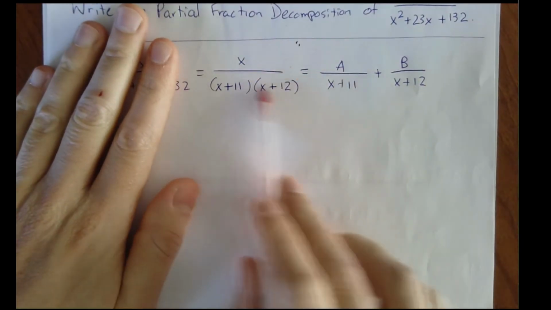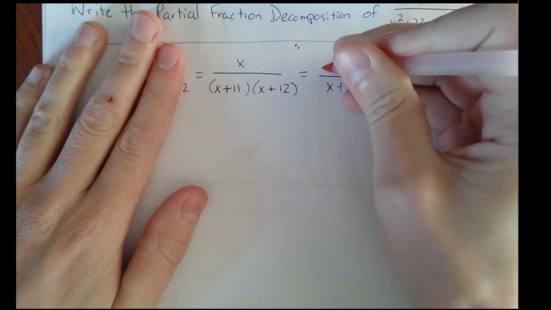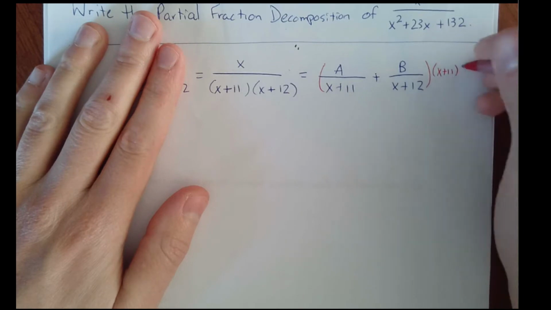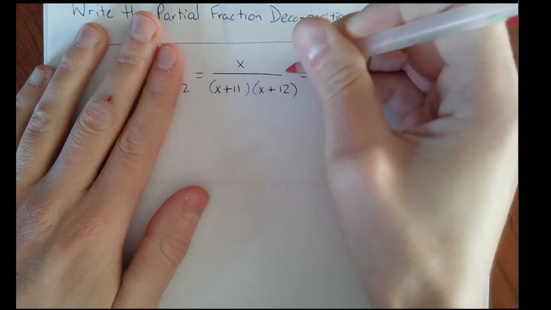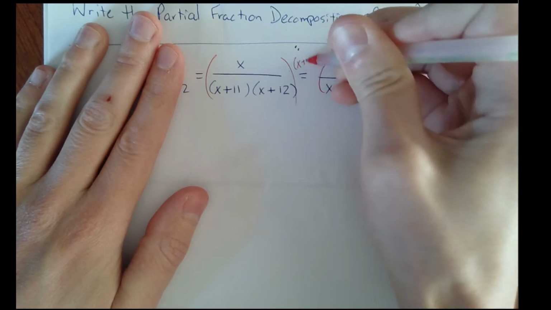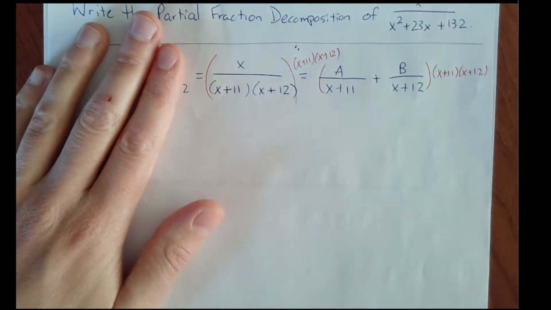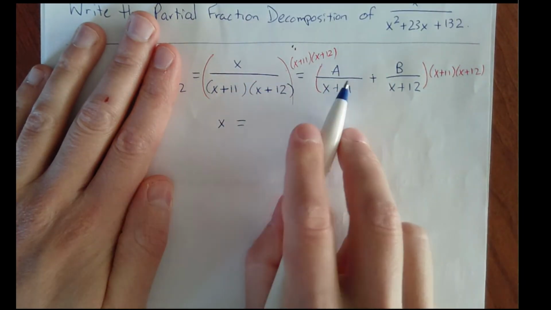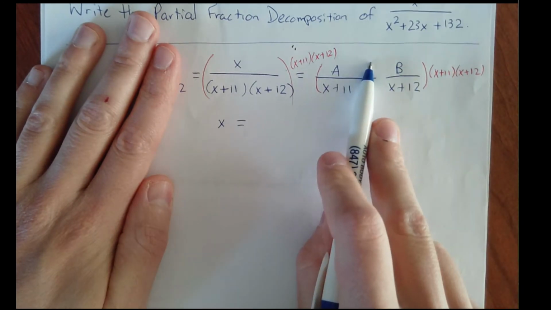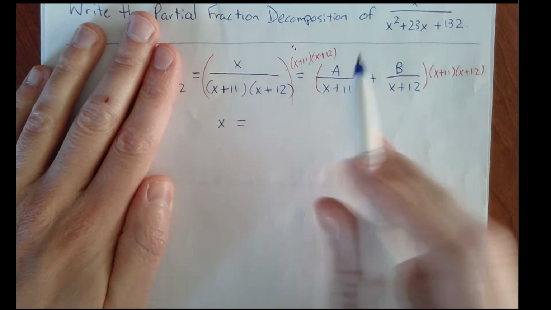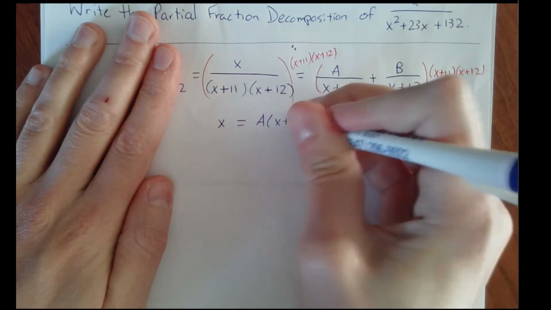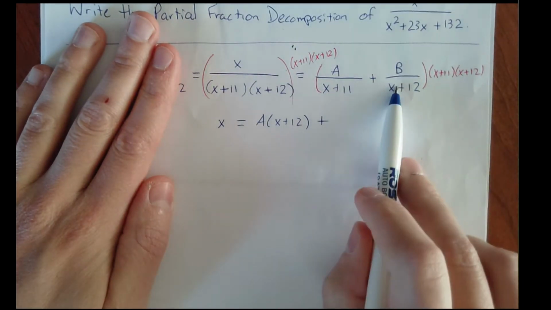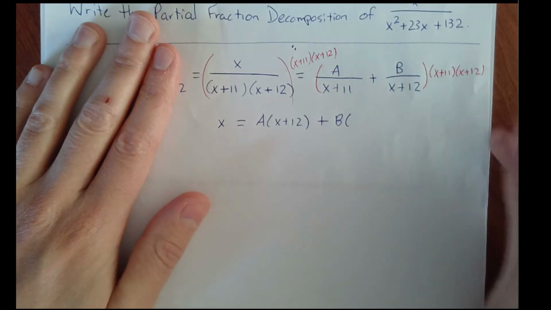So I'm going to treat this as my equation here. I'm going to first eliminate the fractions by multiplying both sides by the least common denominator, which is x plus 11 times x plus 12. On the left side, it would just cancel both factors, and we'll just get x. On the right side, if I distribute the x plus 11, that will cancel this, and then if I distribute the x plus 12, I'll be left with a times x plus 12. And if we distribute both of these to the second partial fraction, the x plus 12s will cancel, and we'll be left with b times x plus 11.